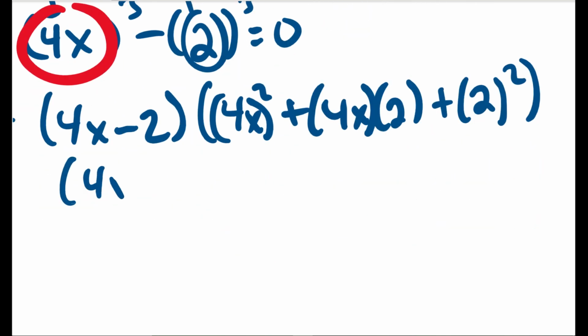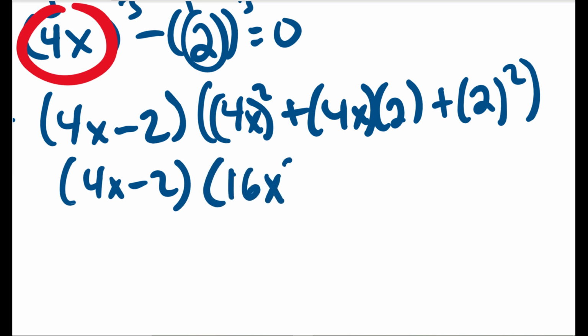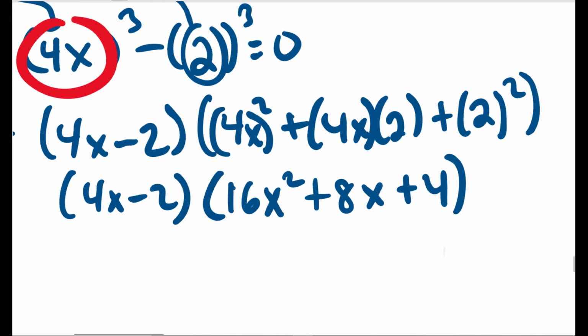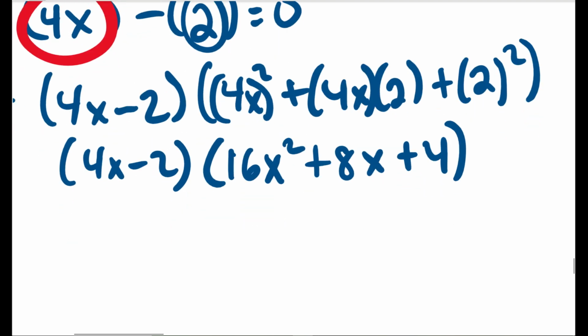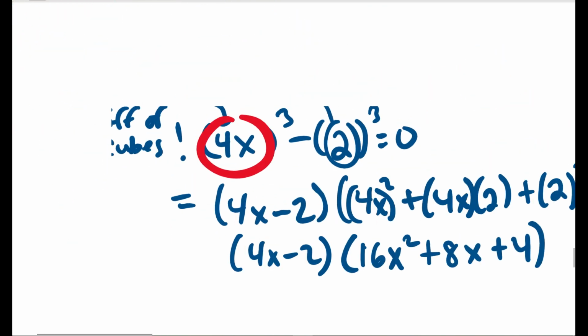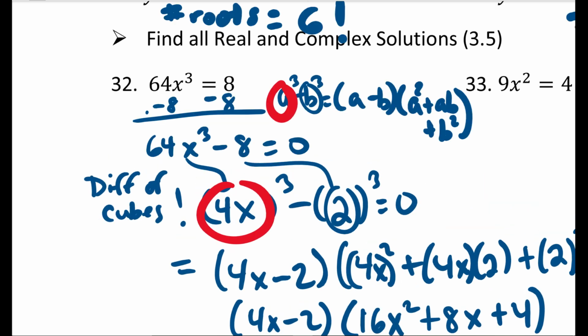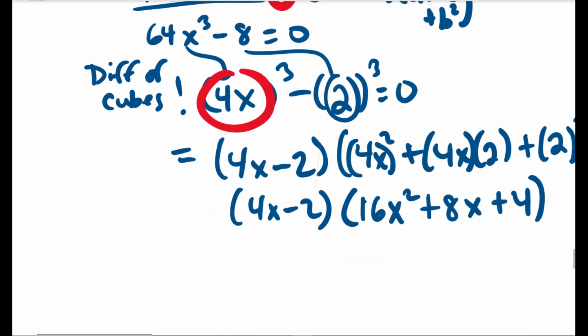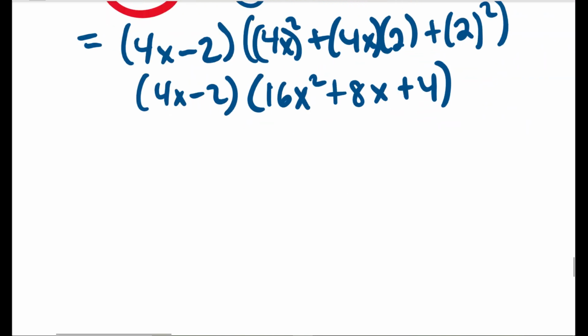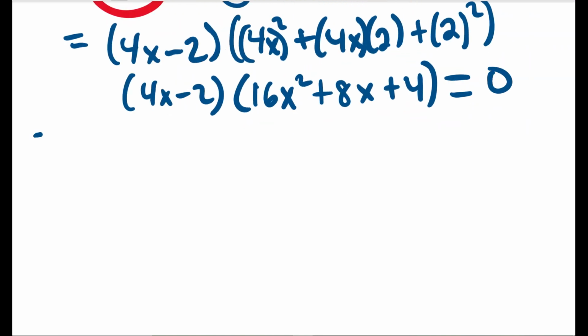I would just clean it up. 4 squared is 16, so this is 16x squared. 4 times 2 is 8, so this is 8x. 2 squared is 4. All right, so now we have it factored. Now we want to solve it, right? So this is now factored. They want us to find all real and complex solutions. So we're going to set this equal to 0 and use the ZPP.